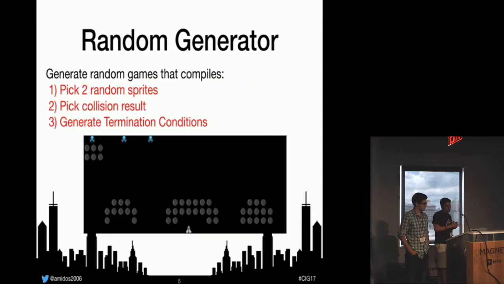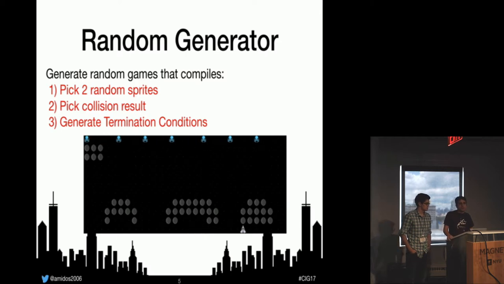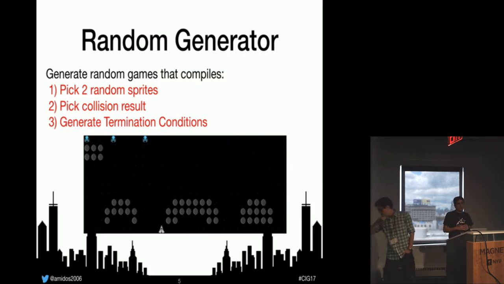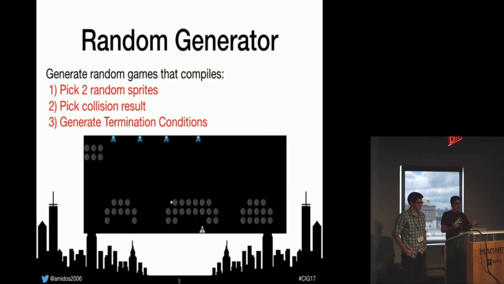So with the framework, we generated three sample generators, just to help people understand what's happening. Down there is a rule generated by the first generator, which is the random generator. From the name, it just generates random games. What it does is pick two different objects, sprites we have, then pick a random collision rule and put it there.